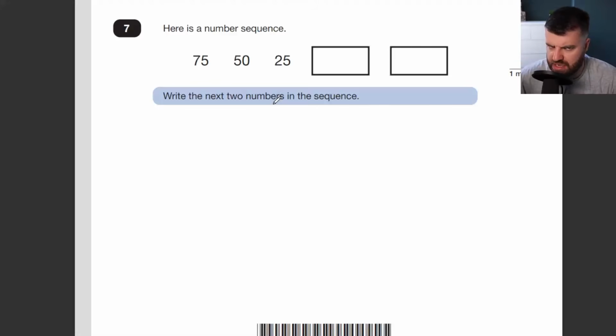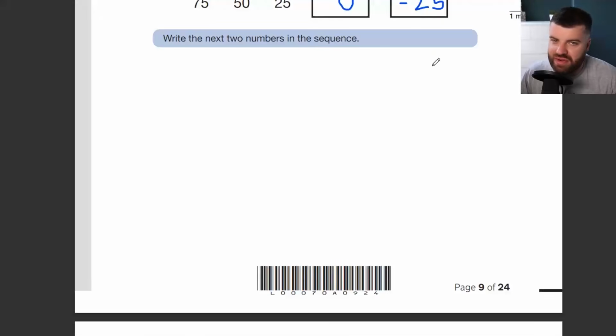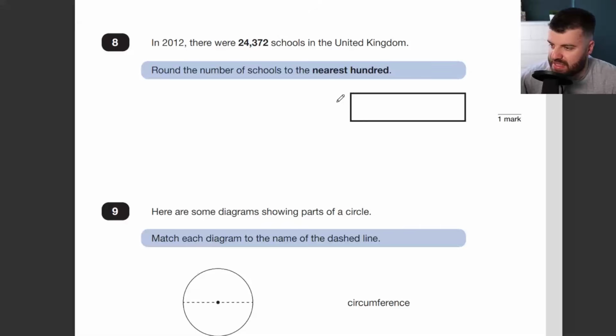Question 7, here's a number sequence. Write the next 2 numbers in the sequence. This kind of amalgamates 2 objectives. The first one is counting up and down in 25s. So we notice here 75, 50, 25. You might notice that pattern of 25s. So take away 25 from 25, we get 0. But then if we want to take away 25 again, taking away any number from 0 is super simple because we go into negative numbers and we have minus 25 or negative 25, as people like to correct me sometimes. Both are acceptable, minus or negative 25.